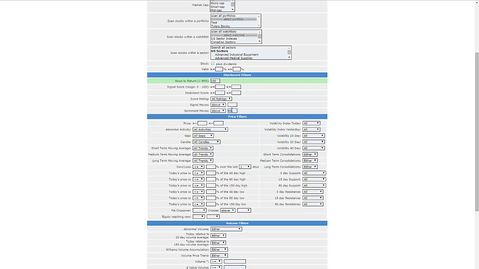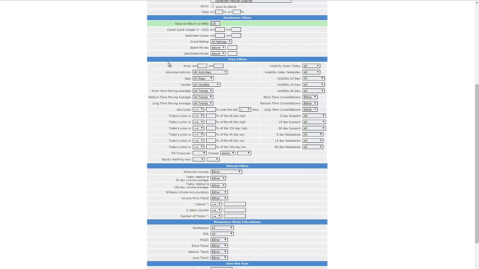That's a sentiment crossover and an important criteria when we're looking for stocks that have gone from being sort of market doesn't care about them to stocks that have some potential. Now, the next area is the price filters. Here we have things related to price.